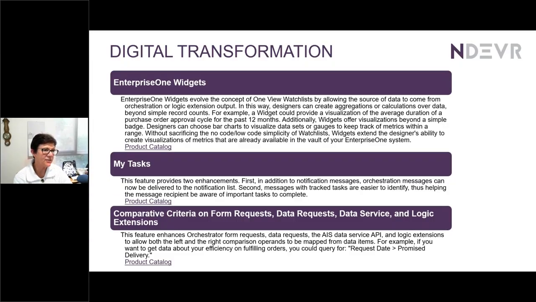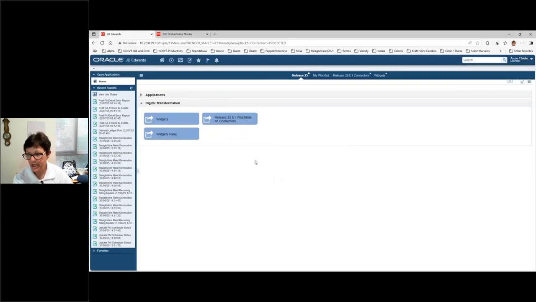Okay, let's dive straight into it. The first thing I want to show you is the new widgets in EnterpriseOne. Basically, it's like Watchlists, but it has a lot of additional stuff that you can do with it. Not only is it a list, but it can also be a badge, a graph, or text information. Let me show you. We'll take a look at these widgets.